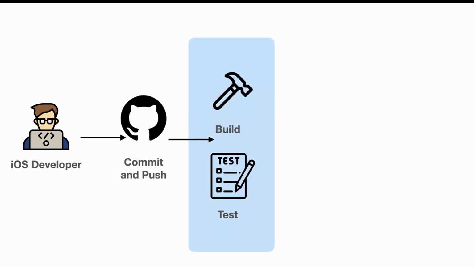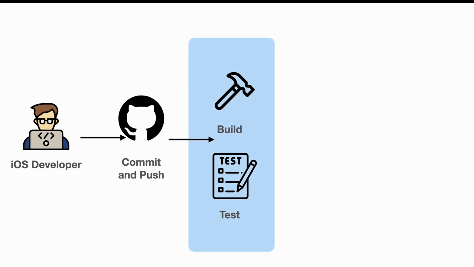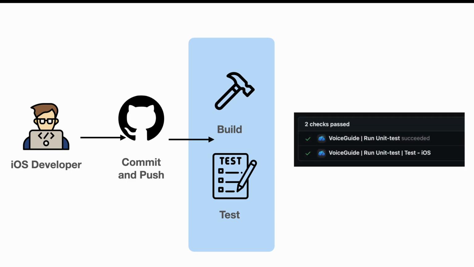With CI and CD, we can automate the process. Developers can commit and push their code. Once there are any code changes, we can build and run, test the app, and send the test result to GitHub, which reviewers can look at without pulling and cloning the app and retesting it.